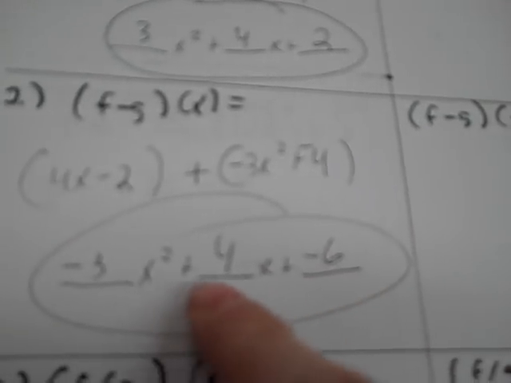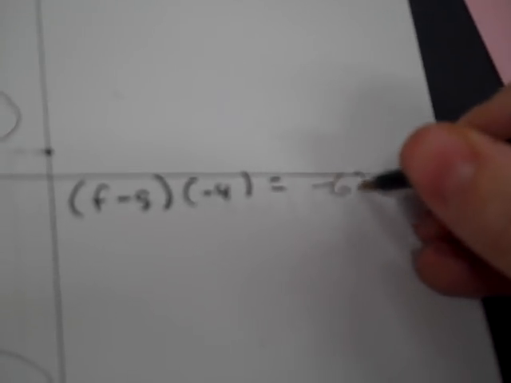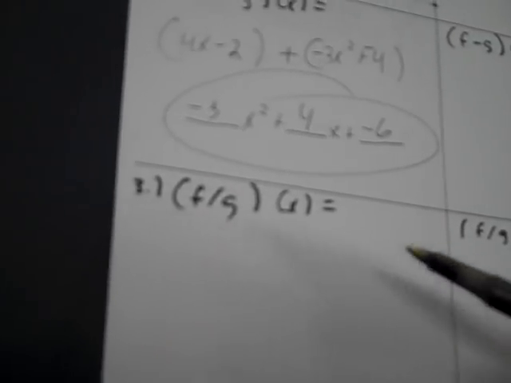And then I plug negative 4 in for x. Negative 62 is what I got. I might have done that wrong. If I did, well. Okay.